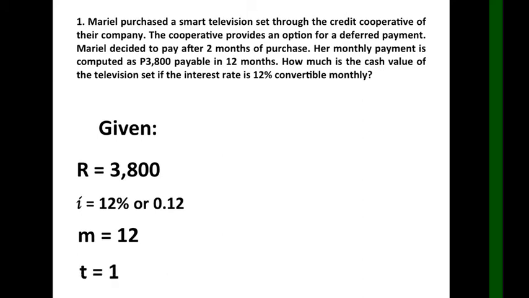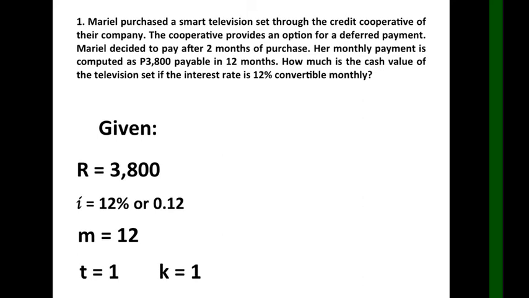t is 1 because we only have 12 months. That's equal to 1 year. And remember that in t, we will express it in years, hindi pwede in months. So we have 1. m is 12 because it is monthly. Monthly siyang magbabayad. Now, for the k, we have 1.